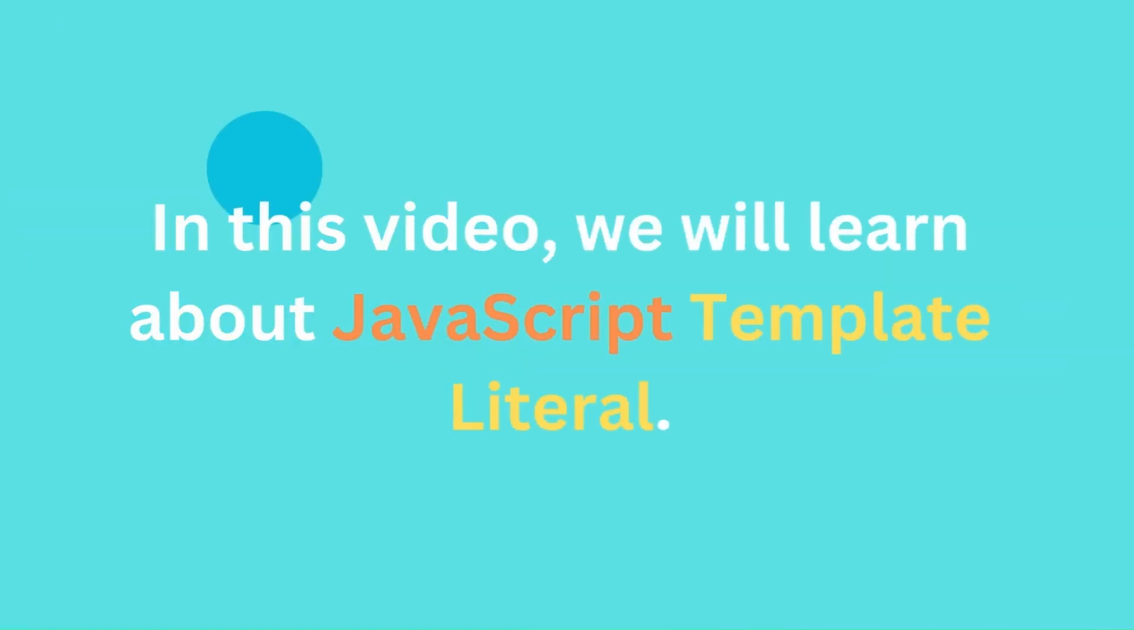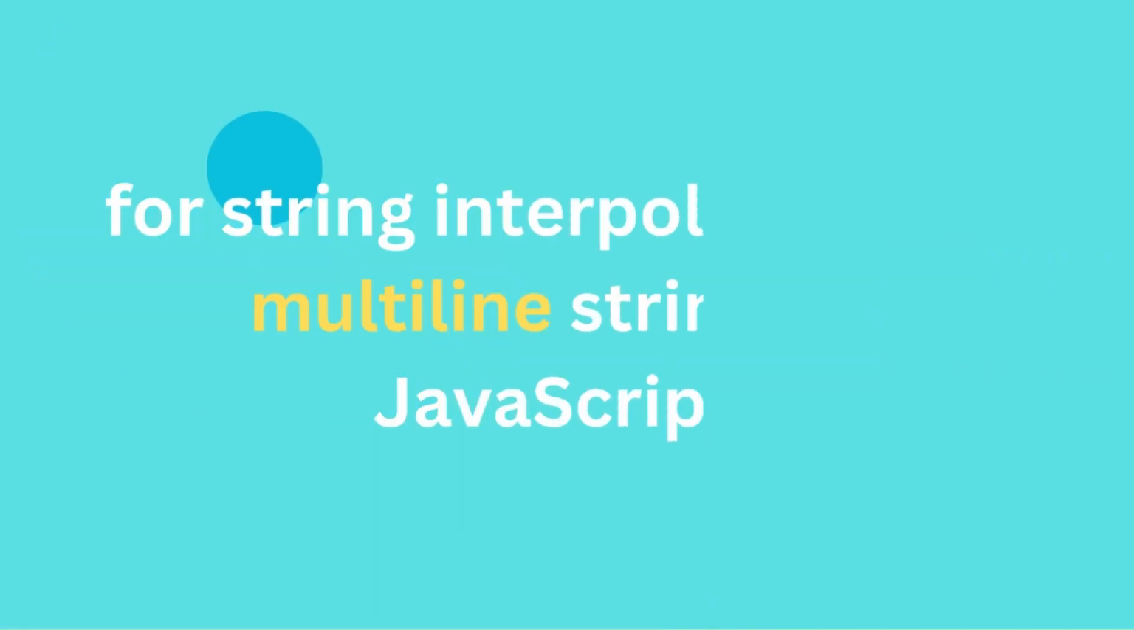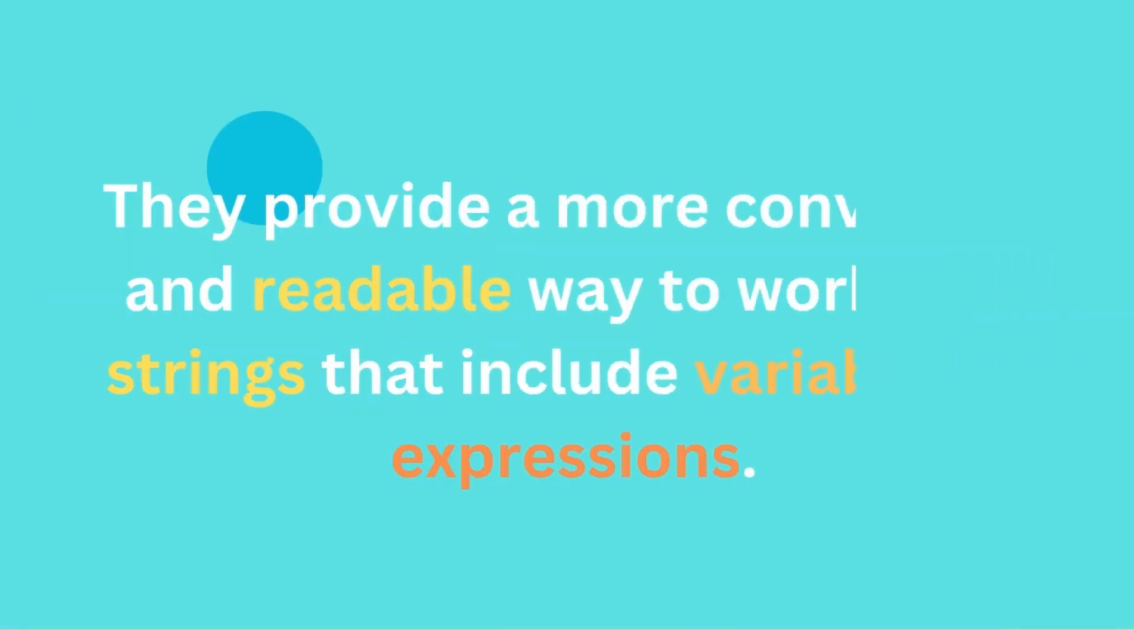In this video, we will learn about JavaScript template literal. Template literals, also known as template strings, are a feature introduced in ECMAScript 6 for string interpolation and multiline strings in JavaScript. They provide a more convenient and readable way to work with strings that include variables or expressions.